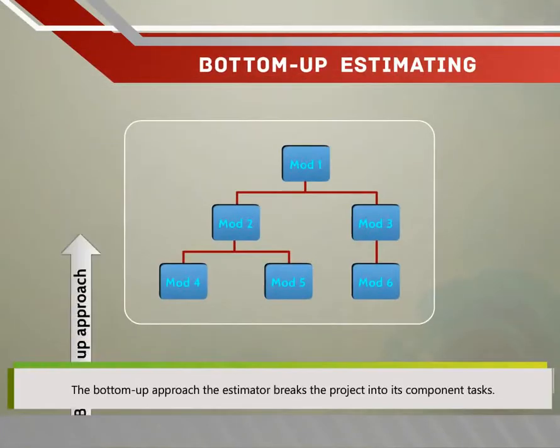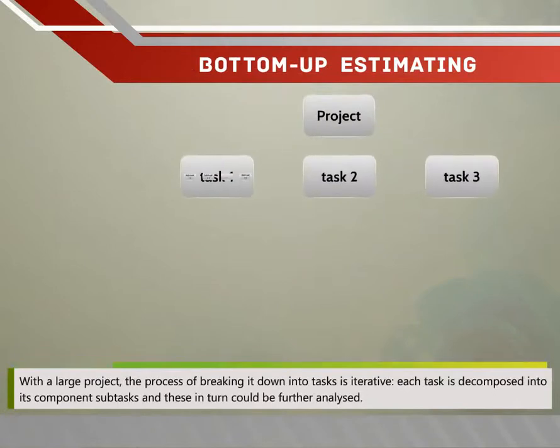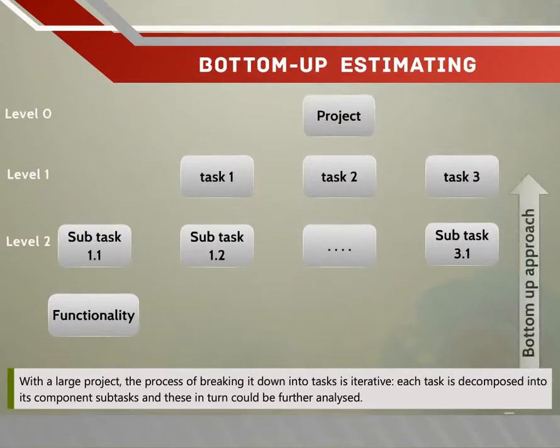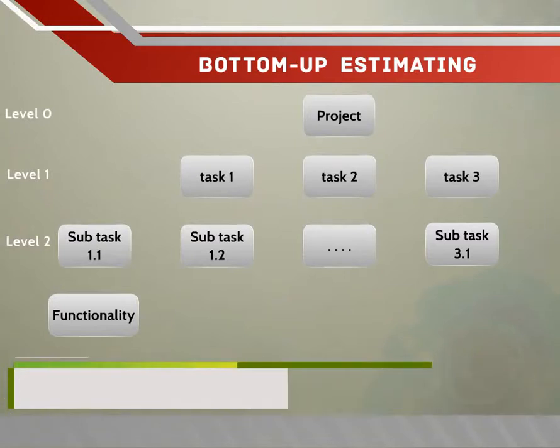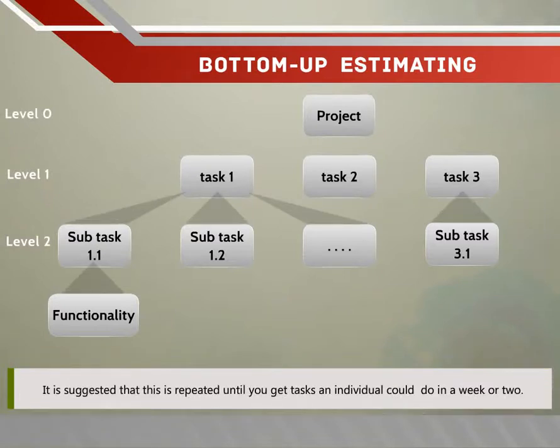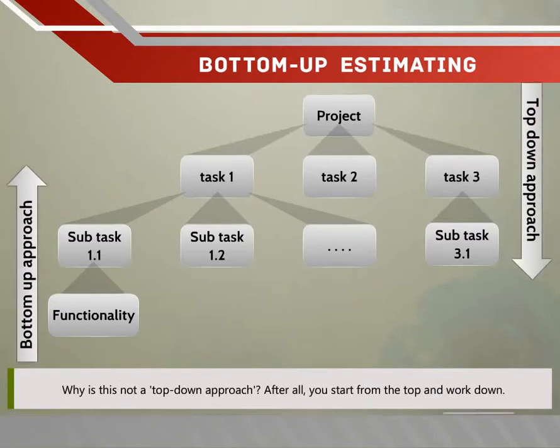Bottom-up estimating. In the bottom-up approach, the estimator breaks a project into its component tasks. With a large project, the process of breaking it down into tasks is iterative. Each task is decomposed into its component subtasks, and these in turn could be further analyzed. It is suggested that it is repeated until you get tasks an individual could do in a week or two. Why is this not a top-down approach? After all, you start from the top and work down.